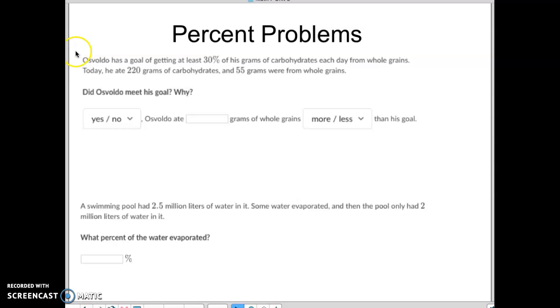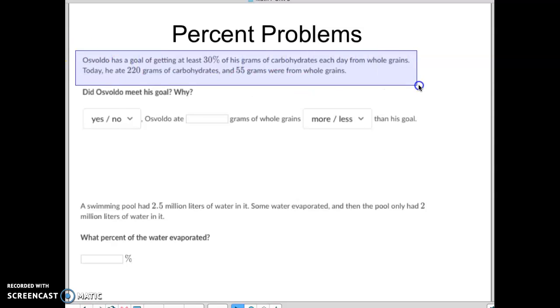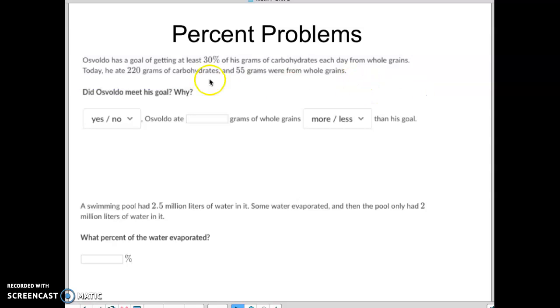On this one, Osvaldo has a goal of at least 30% of his grams of carbohydrates each day to come from whole grain. Today he ate 220 grams of carbs, and 55 of those came from whole grains. So did he meet his goal? Did he eat at least 30%?